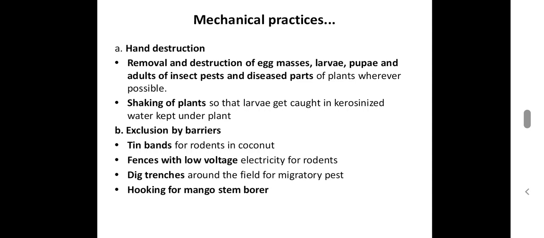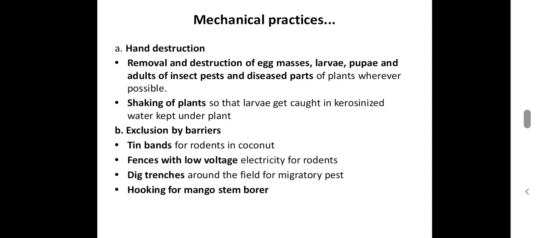Mechanical practices. In this method, the first one is hand destruction. Destroy the egg masses, larvae, pupal stages or adult stage of pest wherever possible. With the help of hand, collect it and destroy it. Next is shaking the plant so that the larvae get caught in the kerosinized water which is kept under the plant. Next one, exclusion by barriers.